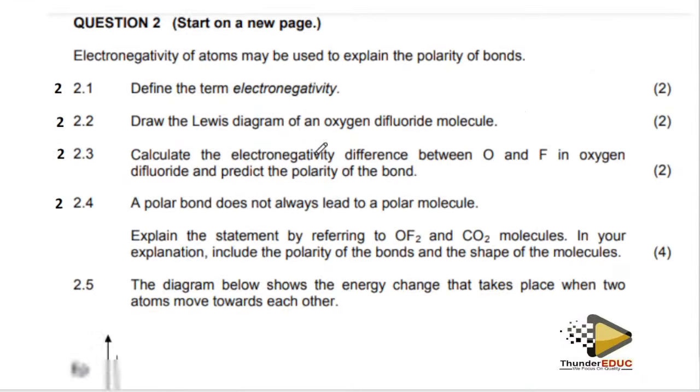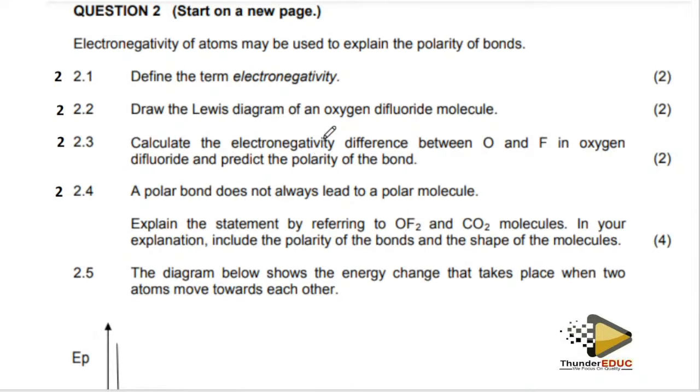Define electronegativity. We have talked about it. Electronegativity is the ability of the atom to pull the bonding pair of electrons. Draw the Lewis diagram of oxygen difluoride. When you say oxygen difluoride, it is oxygen, but fluoride is a di.